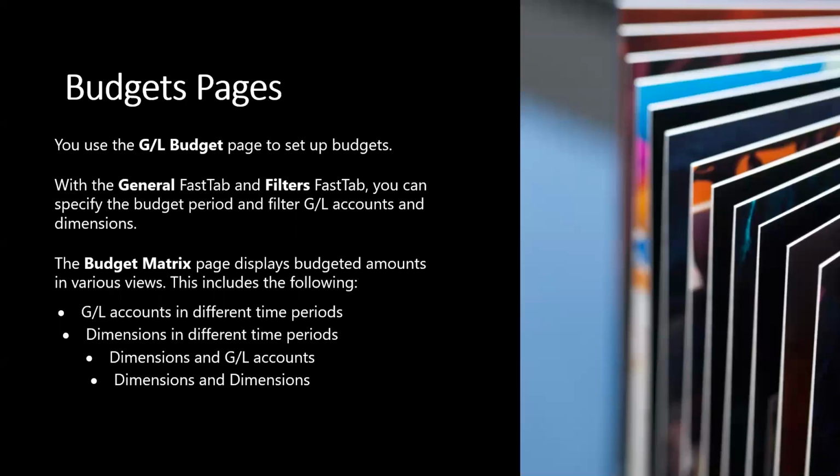Then budget pages is a second concept. This is where we actually are going to be preparing our budget. We're going to show it. So just for you to remember the name, the budget pages. You use the GL budget page to set up budgets with the general fast tab and filters. So you can specify the budget periods. Maybe you want to prepare for January, for February, and so on. Filter GL accounts and dimensions.